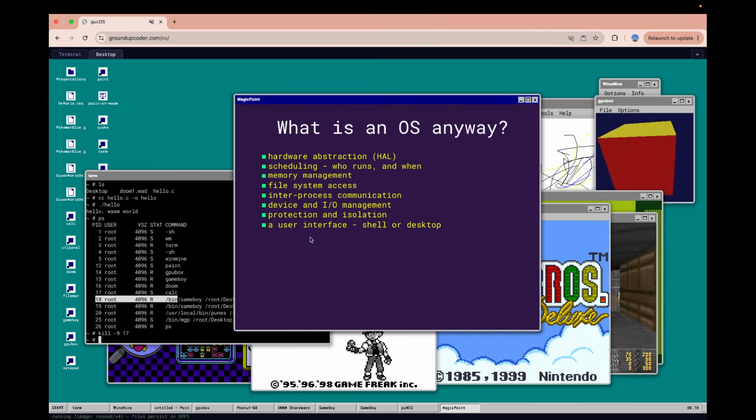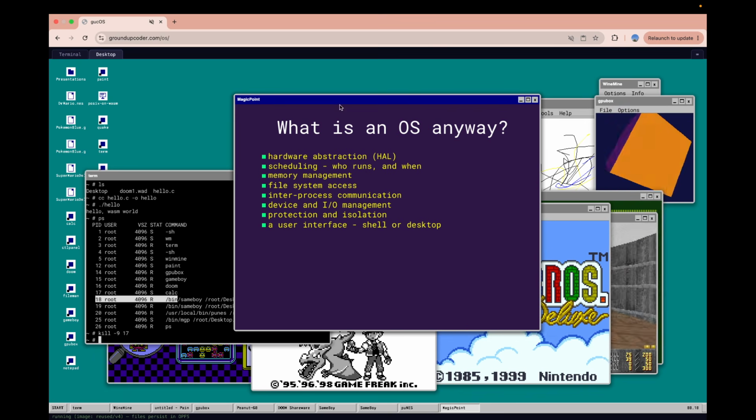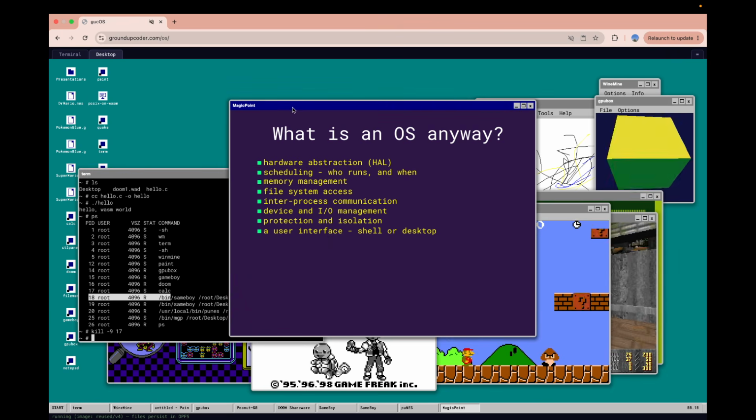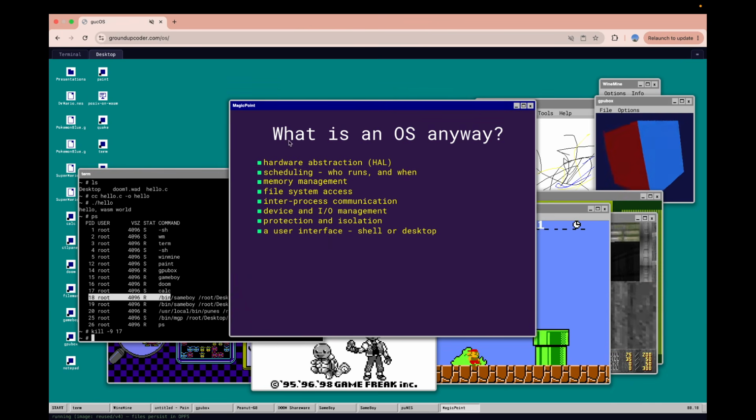And then you need some sort of interface. For an operating system, you kind of expect there to be some way that you can interact with all the programs running on your computer.